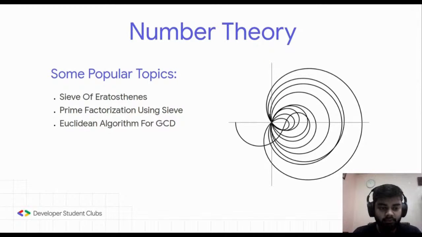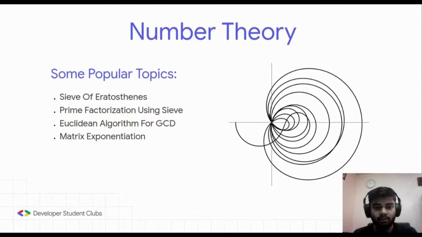Next is the famous Euclidean algorithm for GCD. This algorithm is used to find the GCD of two given numbers. Next is matrix exponentiation. In this algorithm, as the name suggests, we find the exponent of a matrix. Then recurrence relations. This involves algorithms for solving recurrence relations. One of the most popular recurrence relations is the Fibonacci sequence. You have heard about it, haven't you?